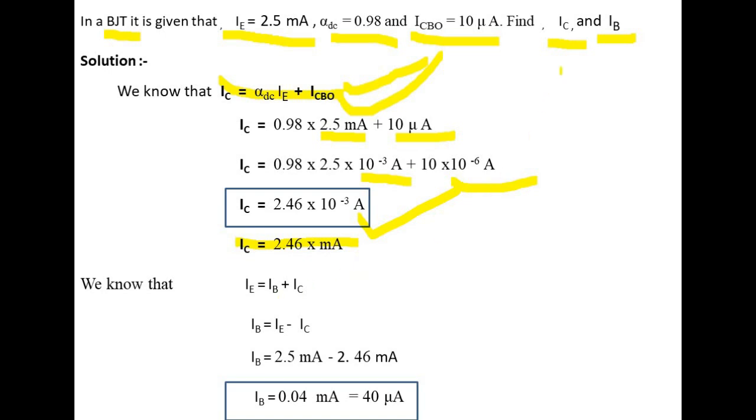Now we have to calculate IB. We know the relationship between IE, IB and IC as IE equals IB plus IC. So IB can be calculated as IE minus IC. IE is given as 2.5 milliampere and we have just found IC as 2.46 milliampere. So putting these two values into the equation, we get IB is equal to 2.5 milliampere minus 2.46 milliampere. So we have got IB is equal to 0.04 milliampere, that is 40 microampere.